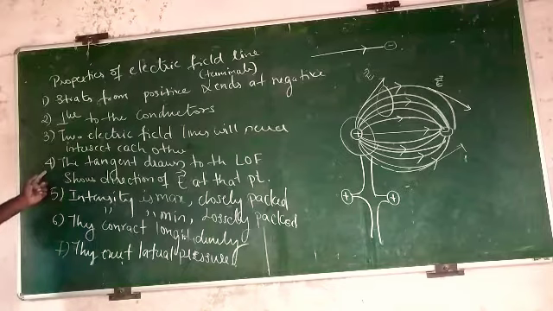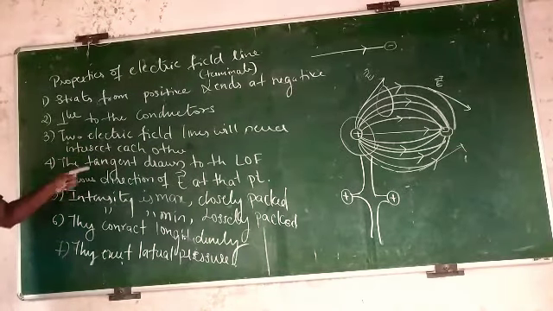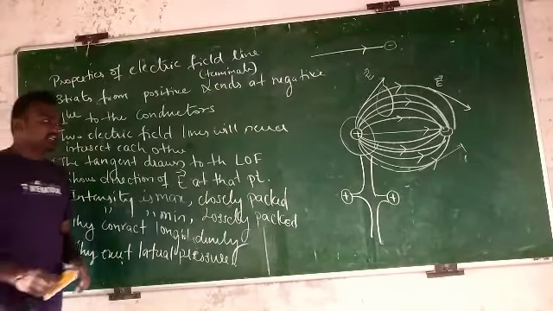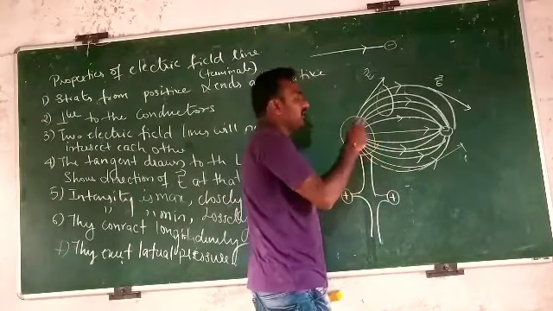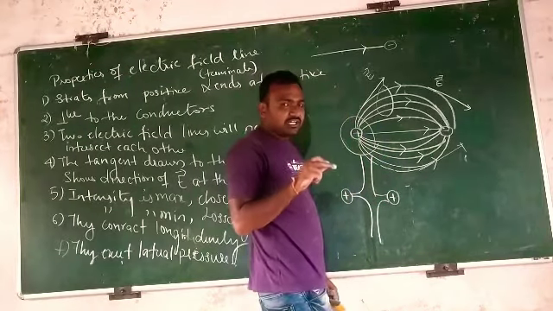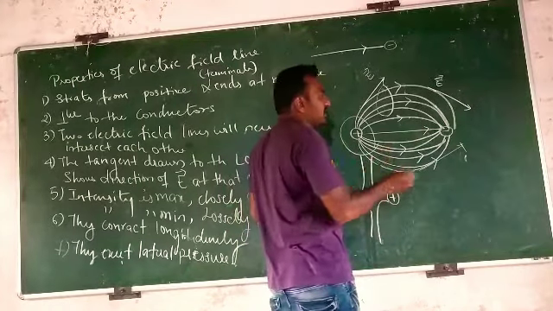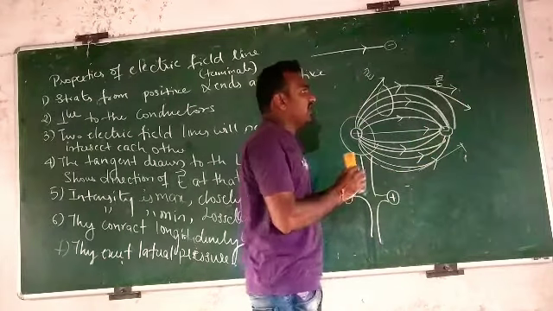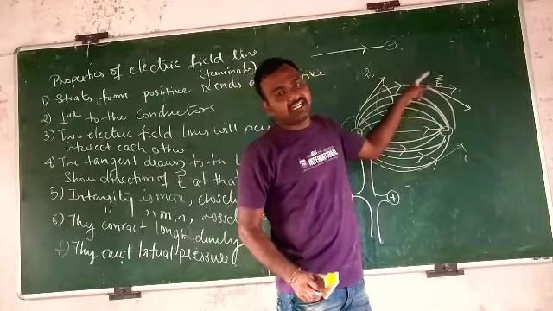And the fourth one is the tangent drawn to the lines of force shows the direction of the electric field at that point. When I draw the electric lines of force, if I want to know the direction of the electric field at any point, I have to draw the tangent at that point, and the tangent drawn at that point will show the direction of the electric field at that point.